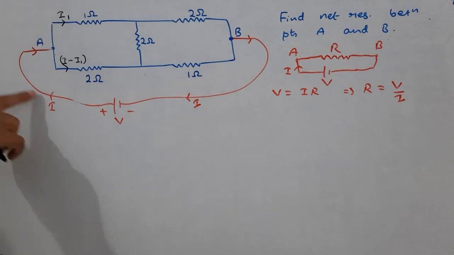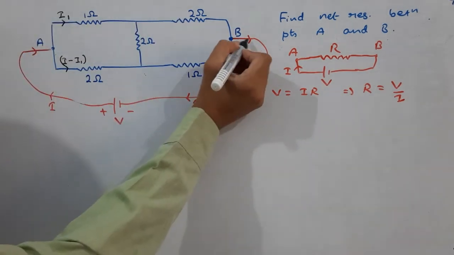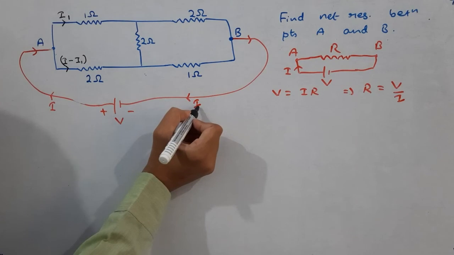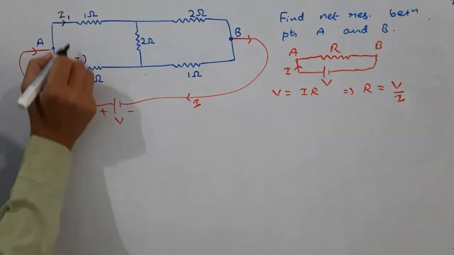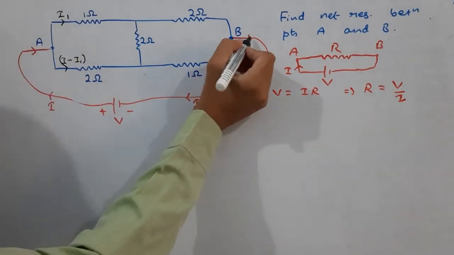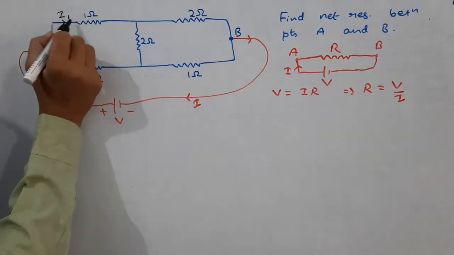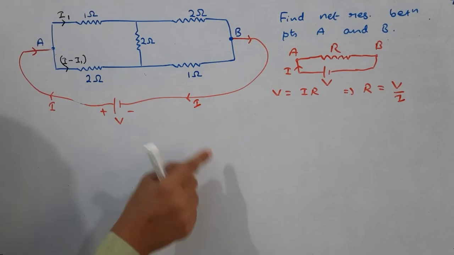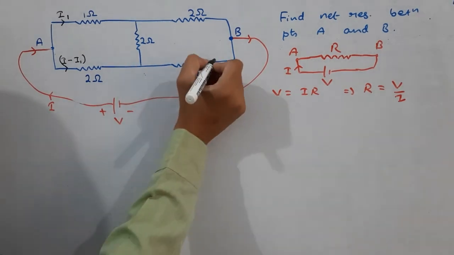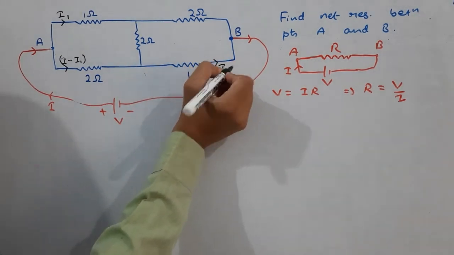So what was the total current? I. What is the total current that comes out of B? That is also I. This I divides into I1 and I minus I1. Here also it will be divided into I1 and I minus I1. Now in the 1 ohm resistance, how much current was there? I1. So through this 1 ohm also the current must be I1. This is very, very important.